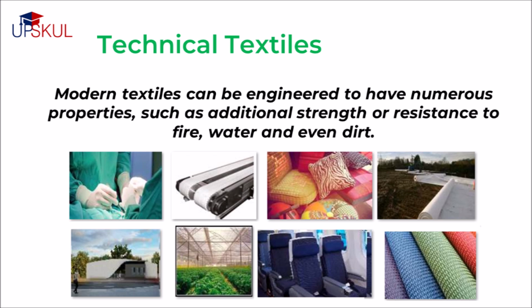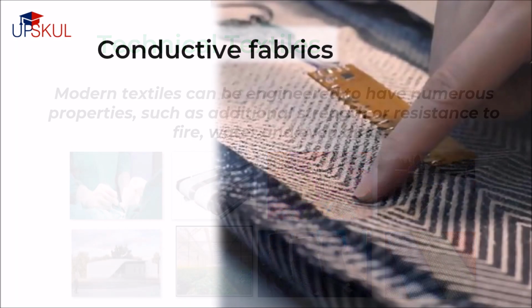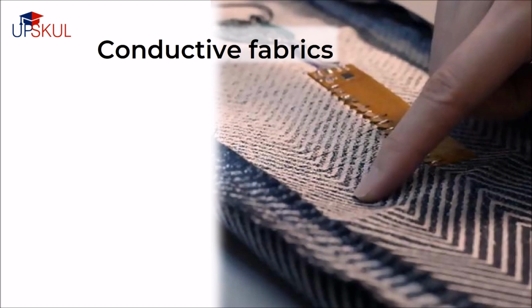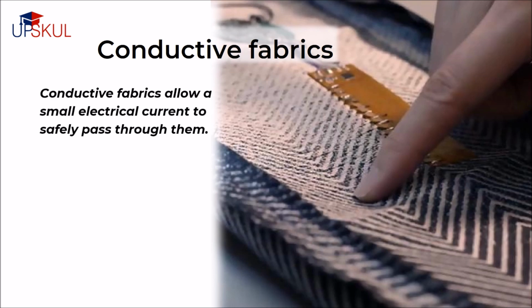Modern textiles can be engineered to have numerous properties such as additional strength or resistance to fire, water, and even dirt. Conductive fabrics allow a small electrical current to safely pass through them. This technology is used to dissipate static charge or for touchscreen gloves, which allows a small amount of charge to flow through the glove to connect to the screen.